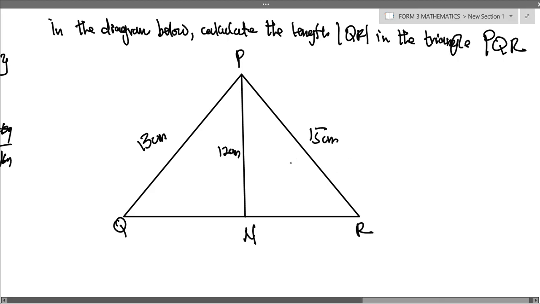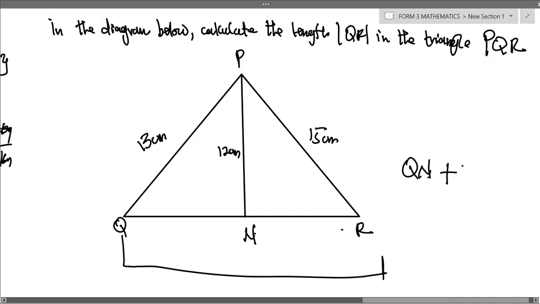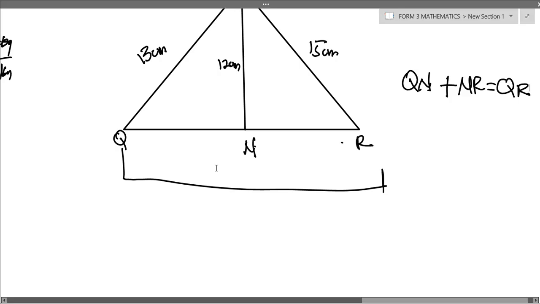So our mission is to find the length of QR. So QR is this distance from here up to this side. And we know that QR consists of the sum of QN and NR. So when I add the length of QN plus NR, that will give me QR. So this should be noted down. Okay, so let's see how we are going to solve this question.